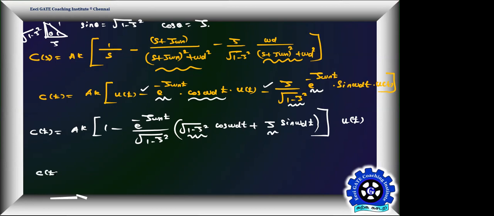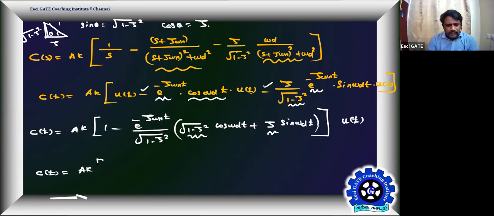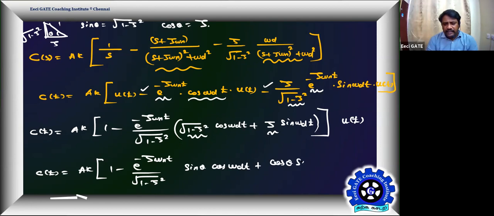Then you will end up with C of t equal to AK into, exploiting the damping triangle, 1 minus e power minus zeta omega n t by root of 1 minus zeta square, this is sine theta cos omega d t plus cos theta sine omega d t, into u of t. Now it gives you an identity: sin a cos b plus cos a sin b reduces to sin of a plus b.